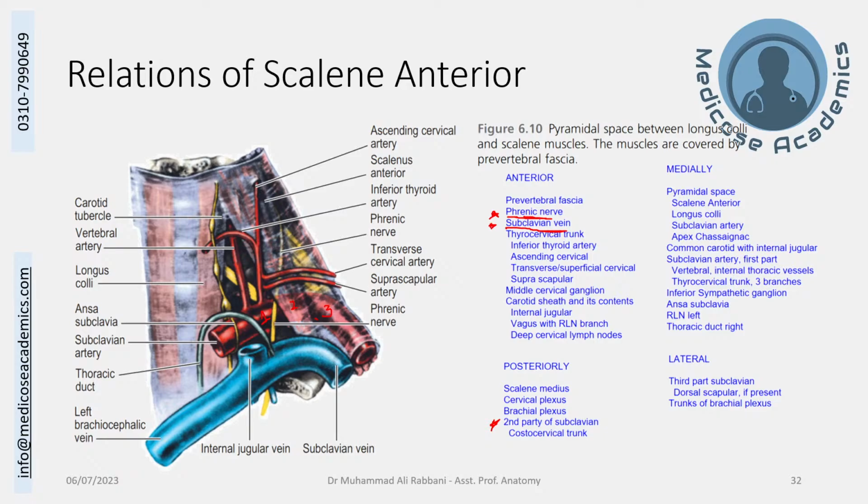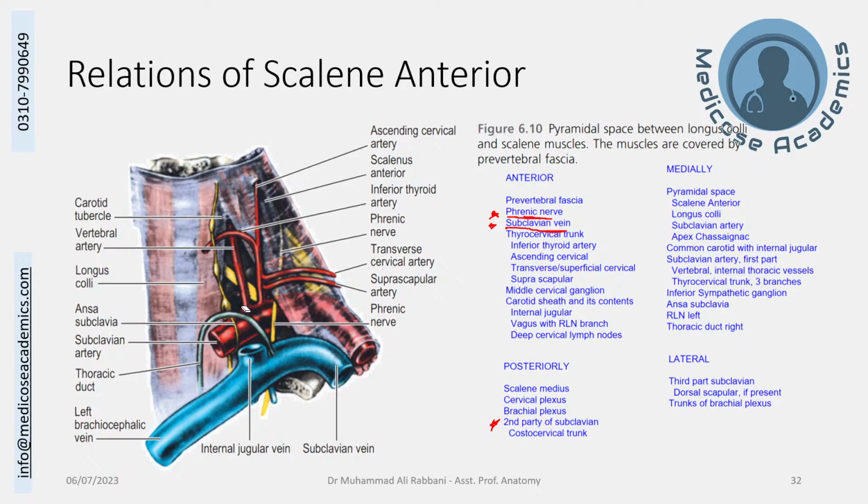We are left with the medial aspect. The medial aspect has this space called the pyramidal space. The pyramidal space is this triangular space right here, with its base right here. This triangular space is made up of Scalenes anterior laterally, longus colli medially, and the subclavian artery at the base. And at the apex there is the carotid tubercle of the sixth cervical vertebra that we discussed earlier. So the pyramidal space is present here, and then there is the first part of the subclavian artery.